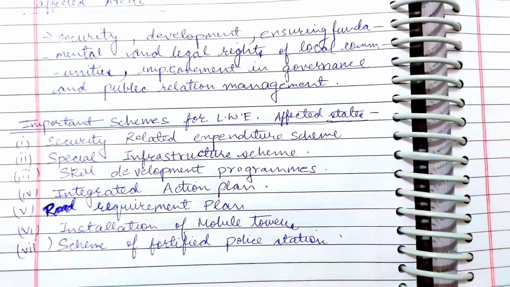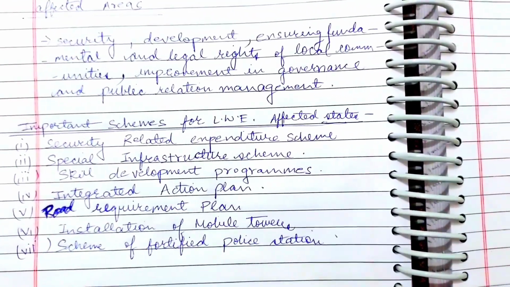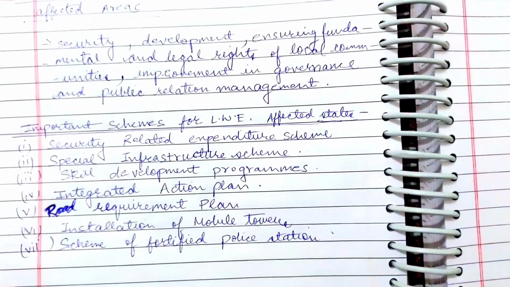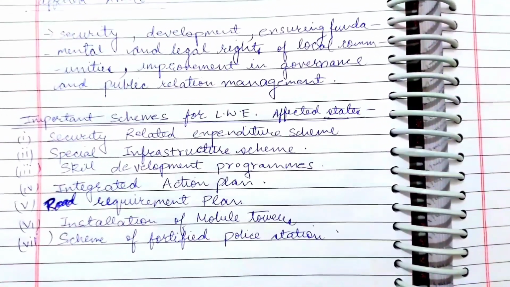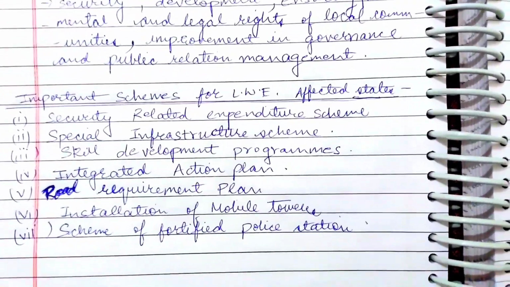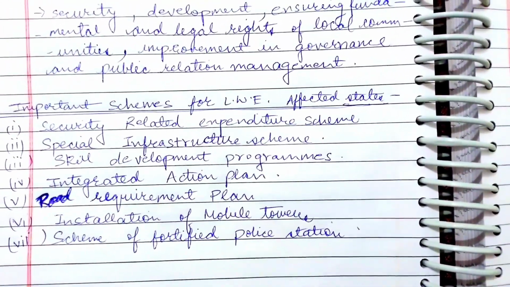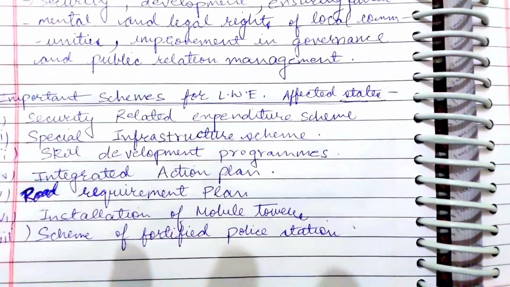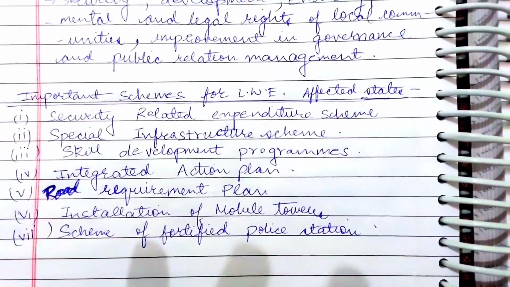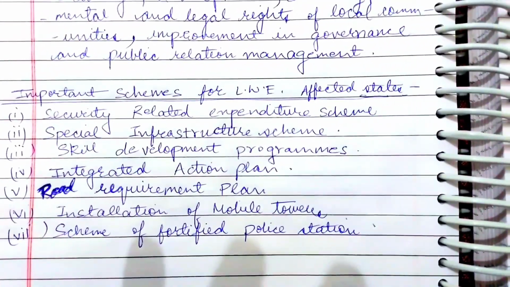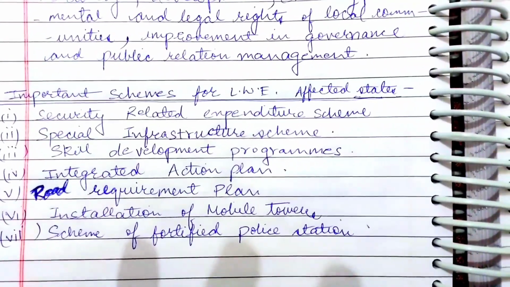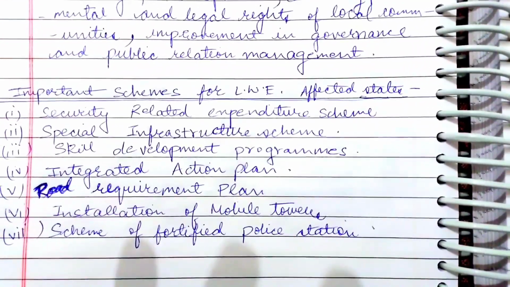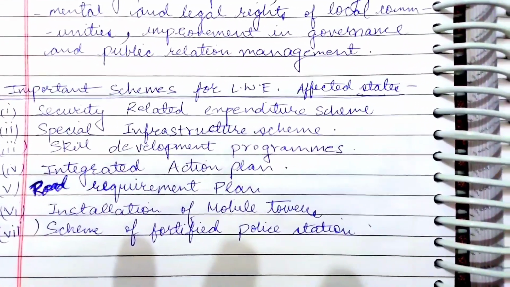Then the integrated action plan. The Planning Commission, which is now the Niti Aayog, has announced the integrated action plan covering 60 tribal and backward districts for accelerated development by providing public infrastructure and services. So this is mainly by the Niti Aayog for improving the public infrastructure and services of areas affected by left-wing extremism. Then again there is the road requirement plan for improving road connectivity to areas which are not well connected to mainland India. Then installation of mobile towers for better connectivity and spread of IT technology as well as services.